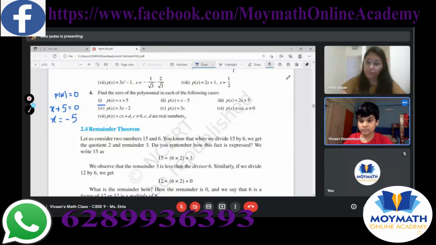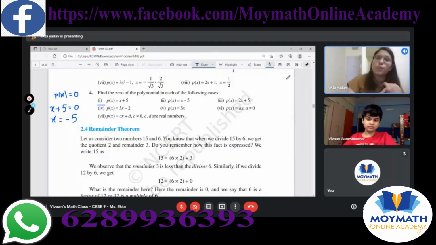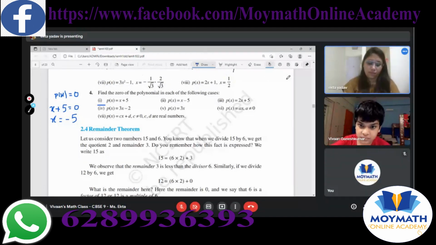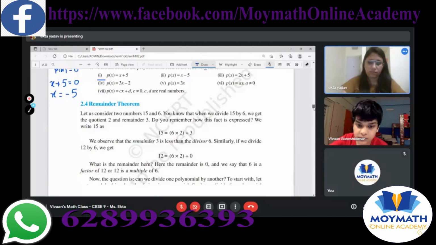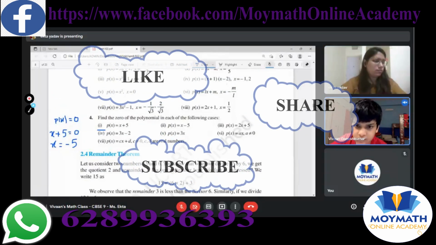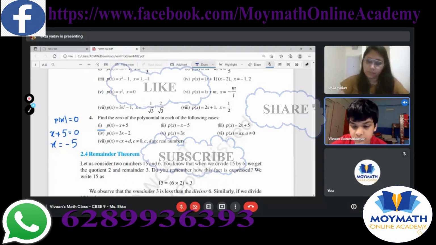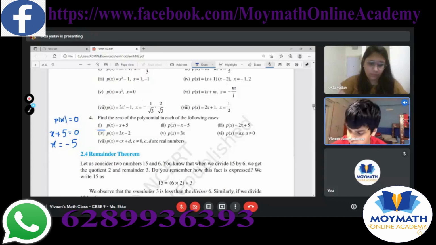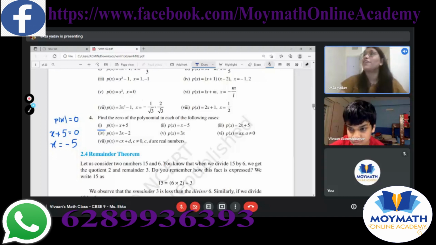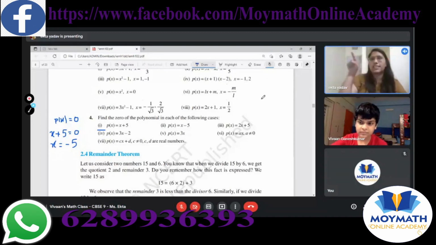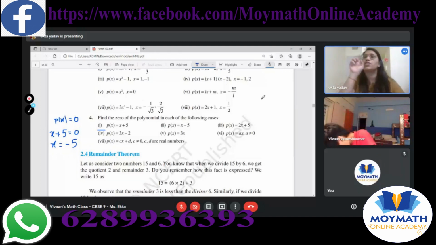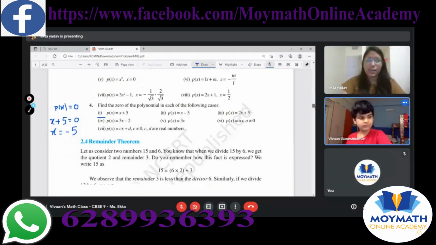Ma'am, this is 5, ma'am. 5. The root or 0 of the polynomial in the second part is 5. Third one. Is it 5 by 2? Minus 5 by 2. Because if you change the side, you change the sign. You take the 5 to the other side, the plus 5 will become minus 5. 2 is in multiplication, it will come into division, which is minus 5 by 2. Okay. Fourth one.